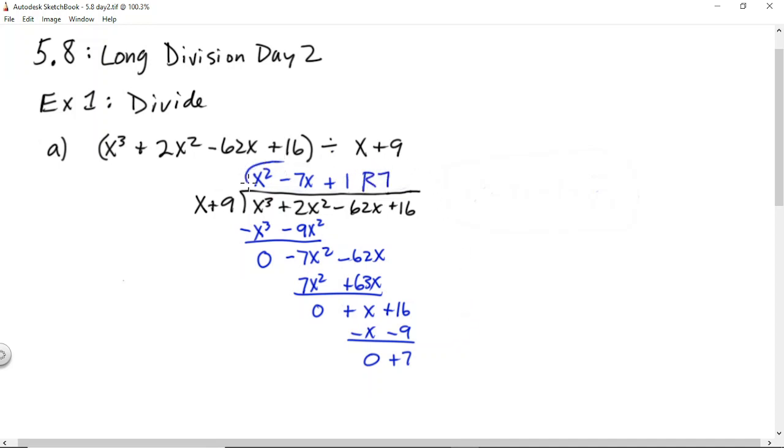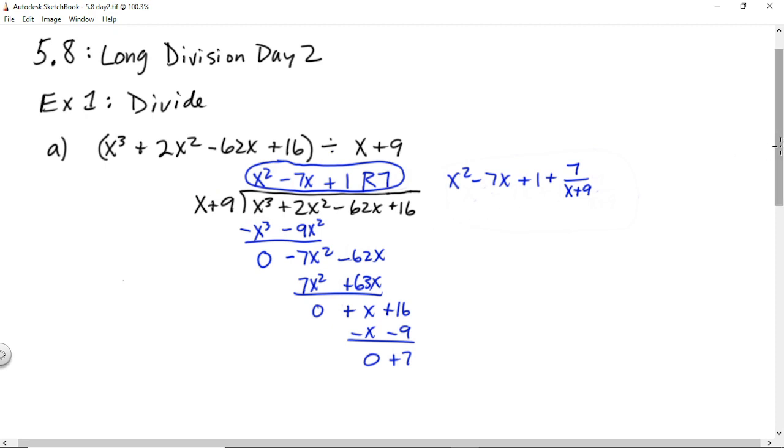And so that is our answer. And the other way of writing it is x squared minus 7x plus 1. And then that 7, that's the remainder. We add it as the numerator, with the fraction 7 over x plus 9. Okay, we add that fraction on at the end. Numerator 7 because it's our remainder, and denominator x plus 9 because it comes from over there.